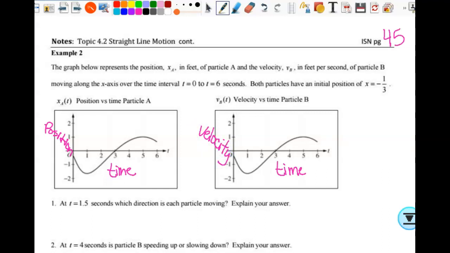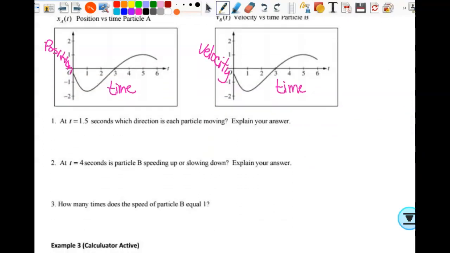Okay. So at each time, which direction is the particle moving? And explain your answer. Or at 1.5, which direction is each particle moving? This tells me position. Does position tell you which direction you're going? No, because if I'm moving left and right, I could be anywhere. What tells me what direction I'm going? Velocity. So at 1.5, my position is negative. That does not matter. What matters is my velocity.